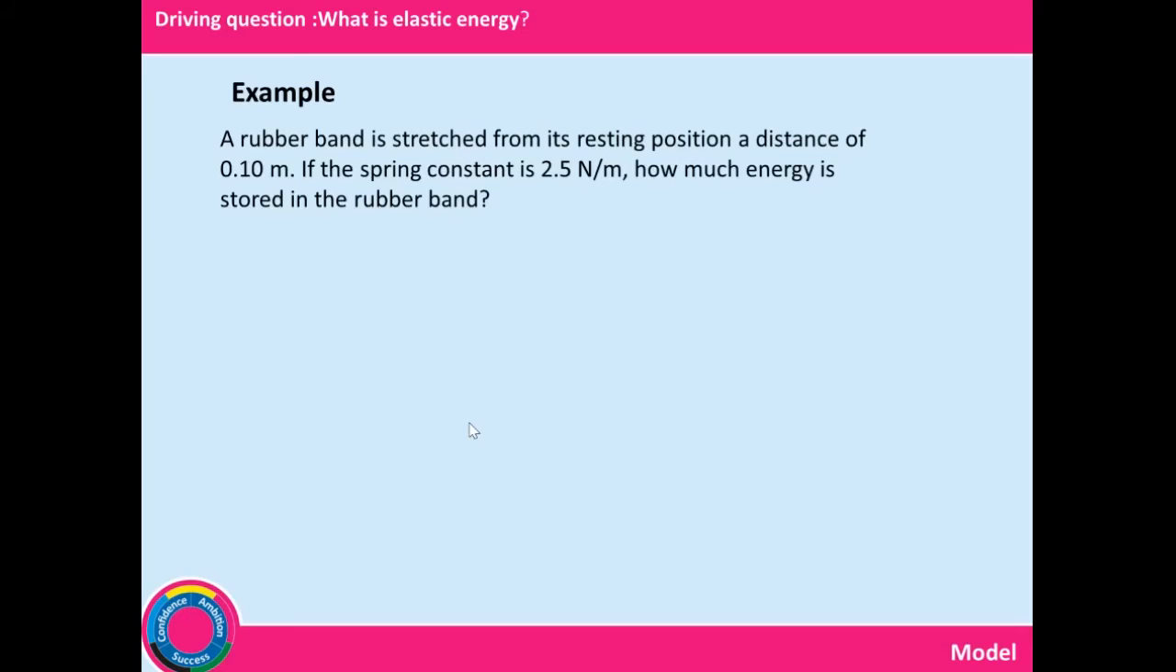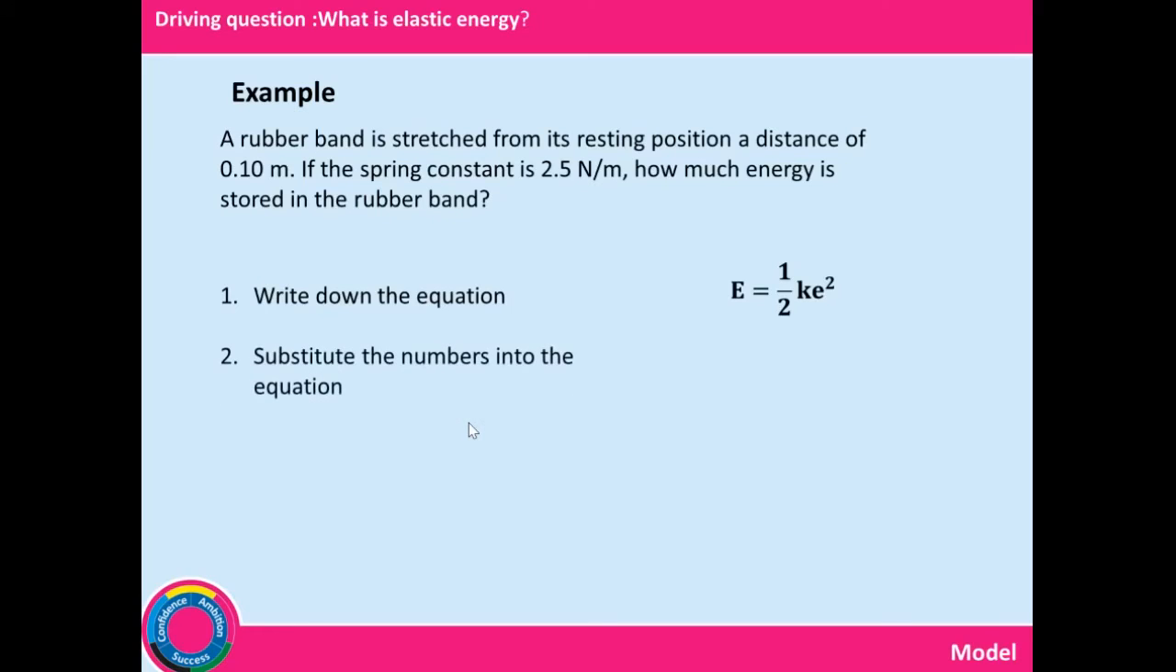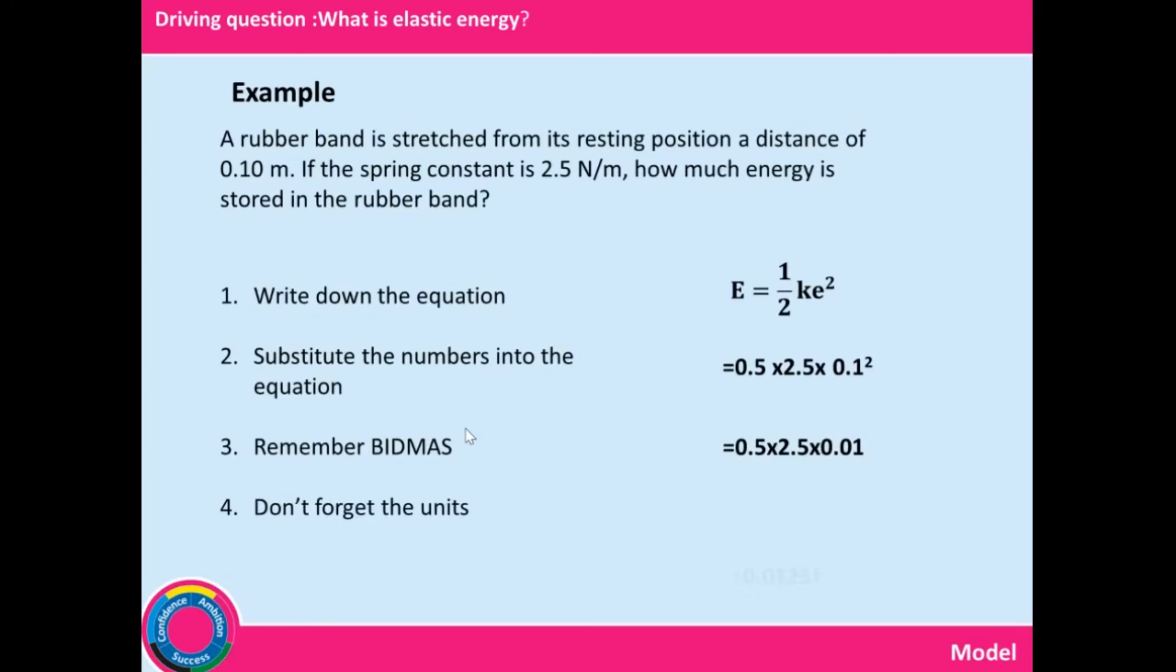Okay, to solve this, the first thing you do is write out your equation: E equals half k e squared. Next, put your numbers into the equation. Remember, brackets, indices, divide, multiply, add and subtract. So we need to multiply out that 0.1 squared first. And don't forget the units, which is joules.